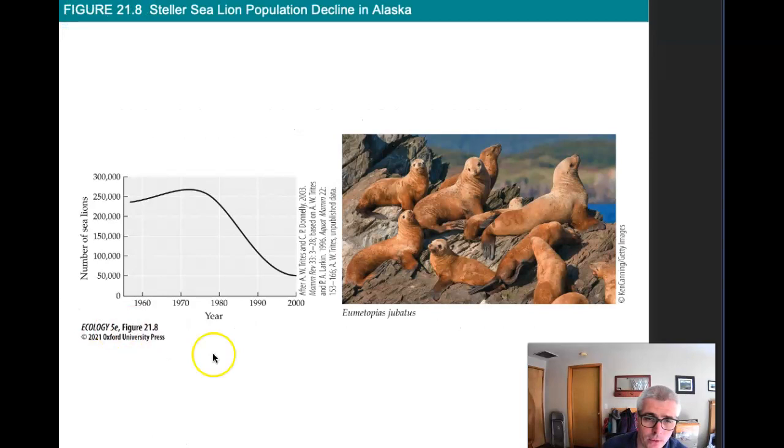So here's a graph showing the number of Steller sea lions from 1960 through 2000, showing lots, few acute stellars on a rock.